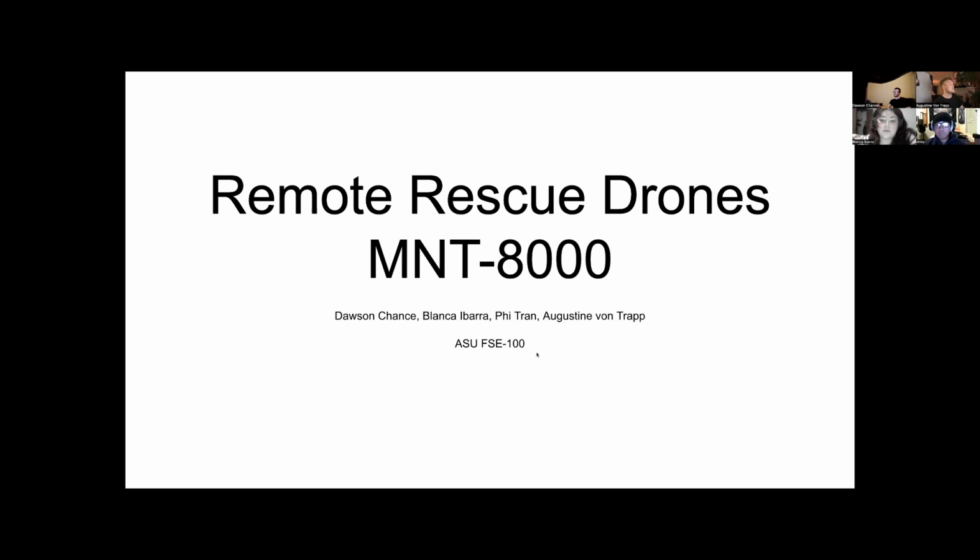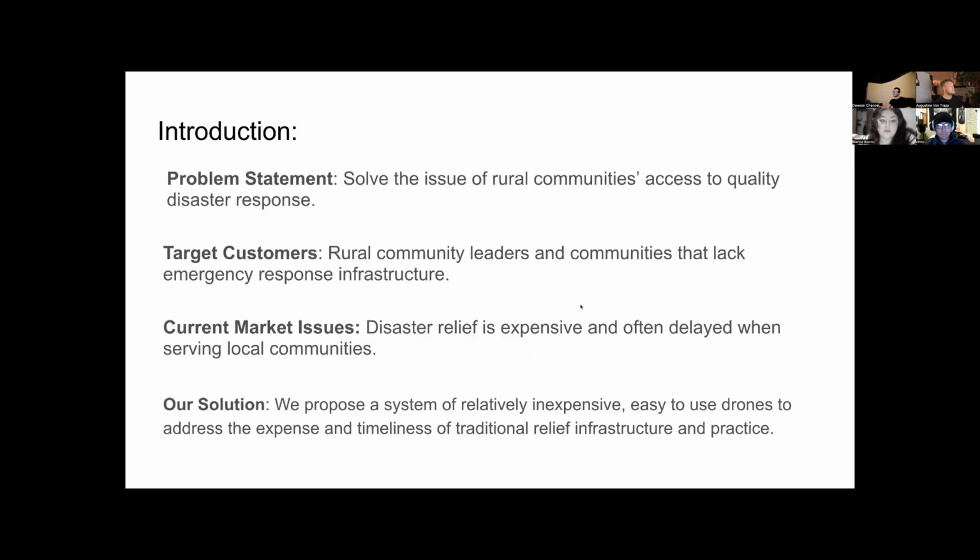I'm Augustine Von Trapp, and this is the final presentation for FSE 100. Our project is the remote rescue drones, and I'll just jump right into it.